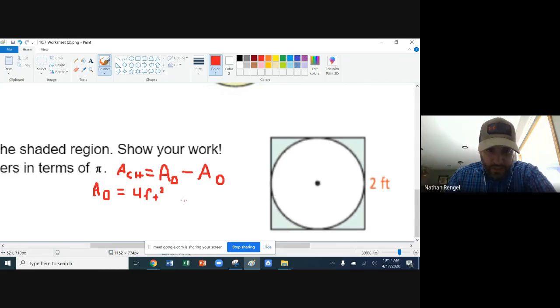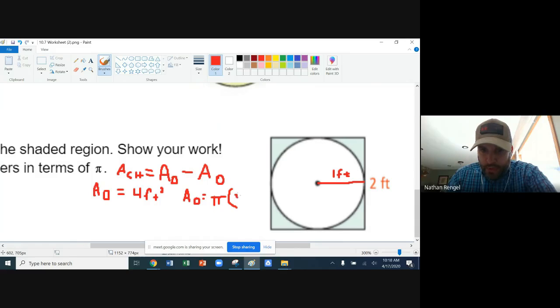So the area of the circle is going to equal pi times the radius squared. So pi. Now we look at the radius. Well, the radius is from the center to the outside. So you got to do a little bit of thinking here. The full length of that square side is 2. The radius would just be half of that. So this is a radius of 1 foot.